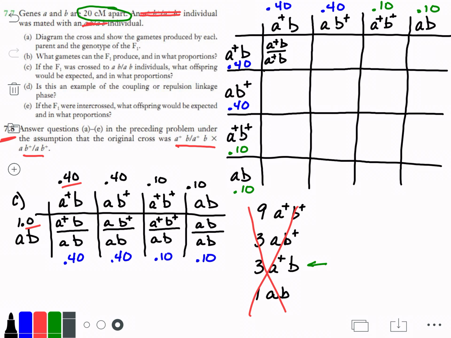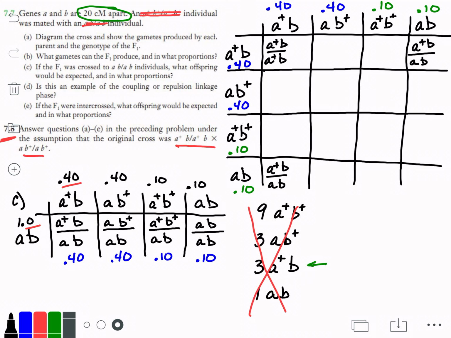If I look for my other ones that are A plus, B minus, where am I going to find those? I'm going to find them here, where I go A plus B from the top and AB from the side. That also would be an A plus B minus phenotype. And I'll find it over here, where I go A plus B from the side and AB from the top. Those are my 3 boxes that would have fit into this A plus B minus phenotype category.